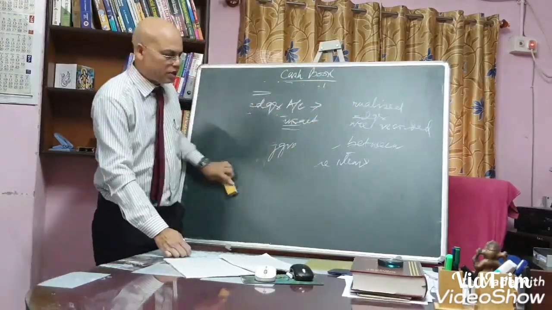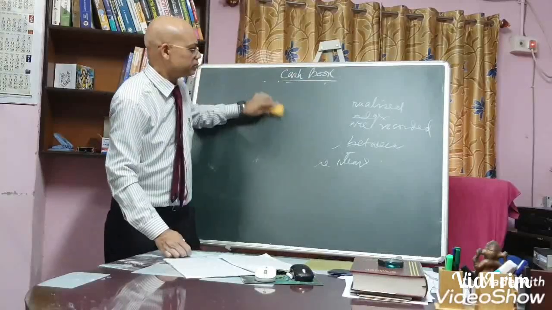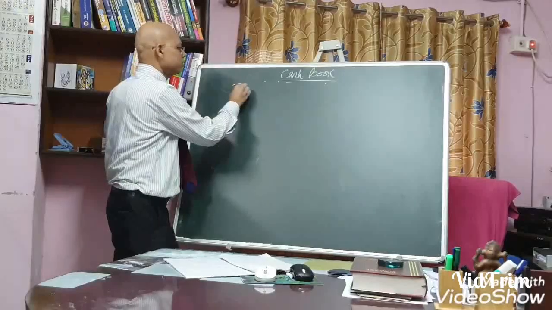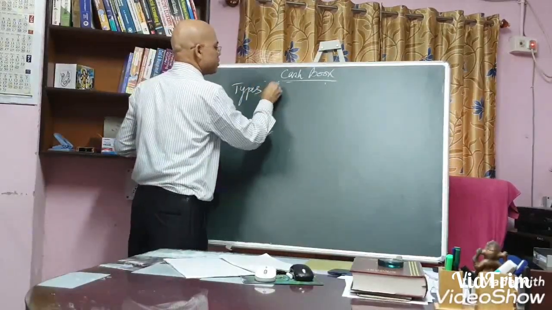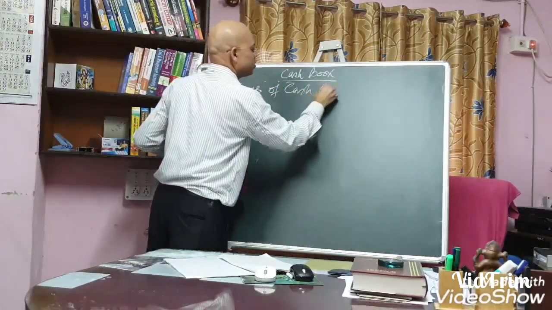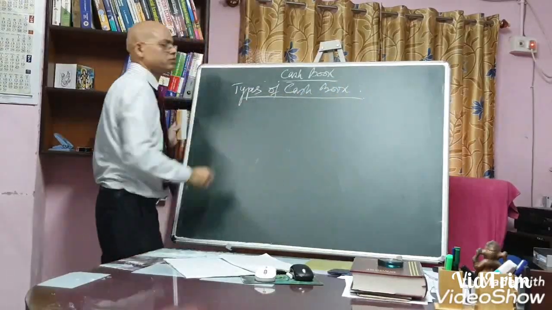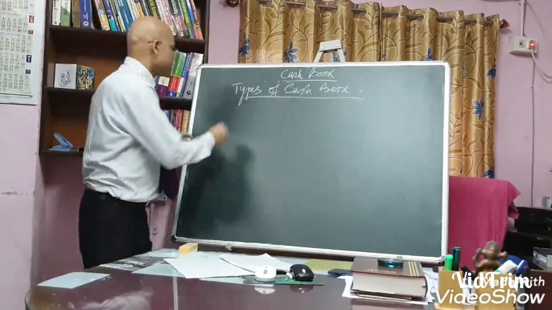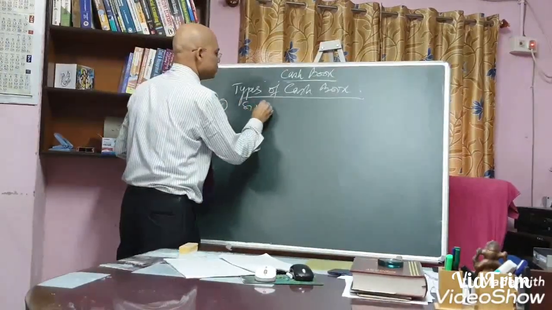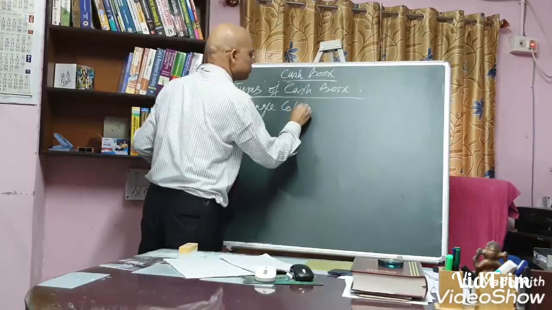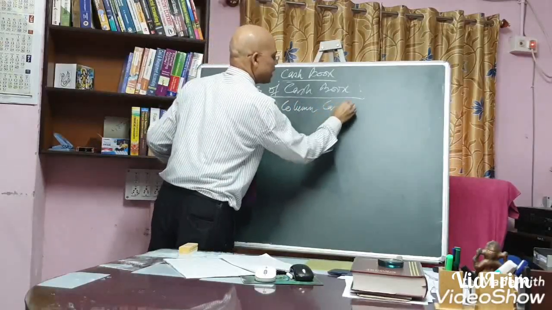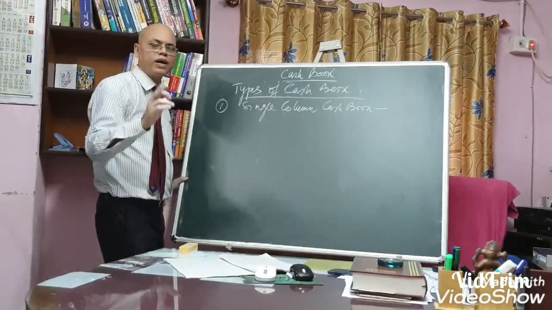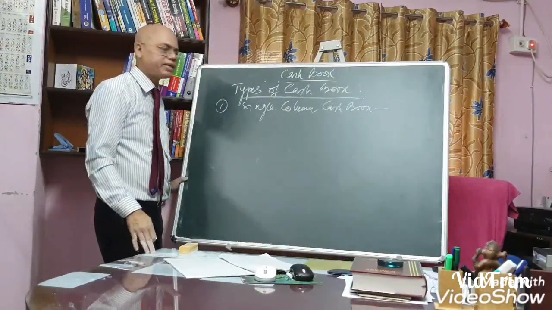And what are the types of cash book? There are many types of cash book. Number 1, single column cash book, where only one cash column we maintain.